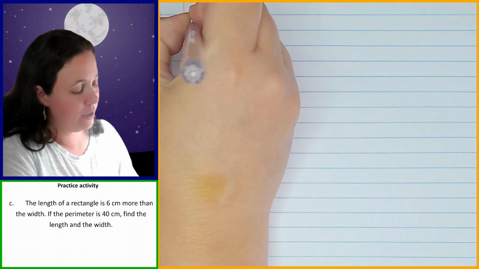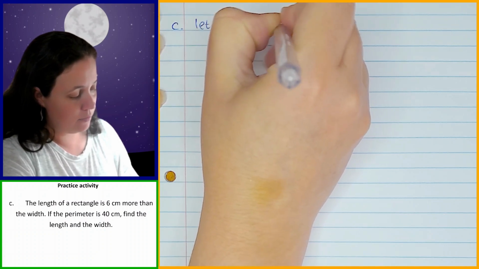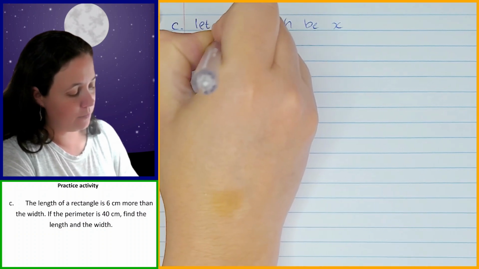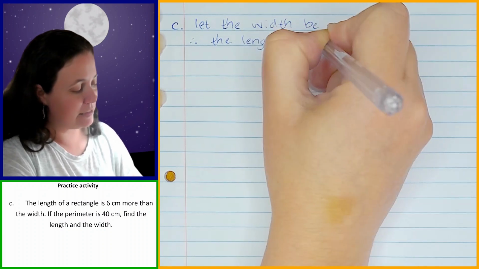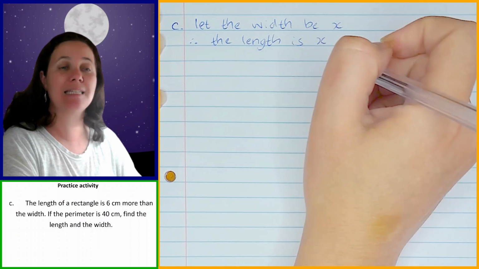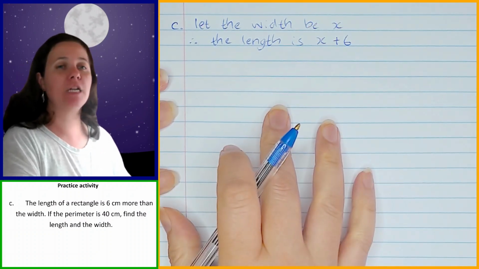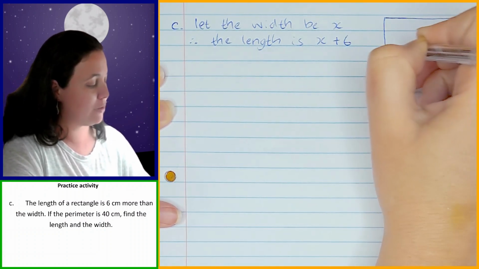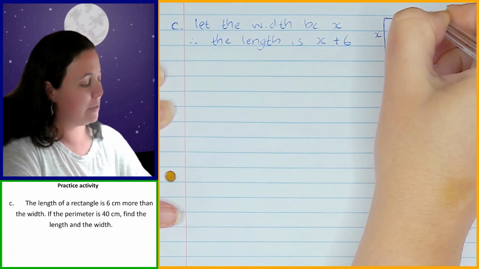Okay, so let the width be x, therefore the length is x. They said the length is 6 more than the width, so I'm going to add 6 to the width to get the length. So it's x plus 6. Okay, so let me just quickly draw a very simple diagram to show you what this rectangle would look like. So I've got a rectangle where the width is x and the length is x plus 6.